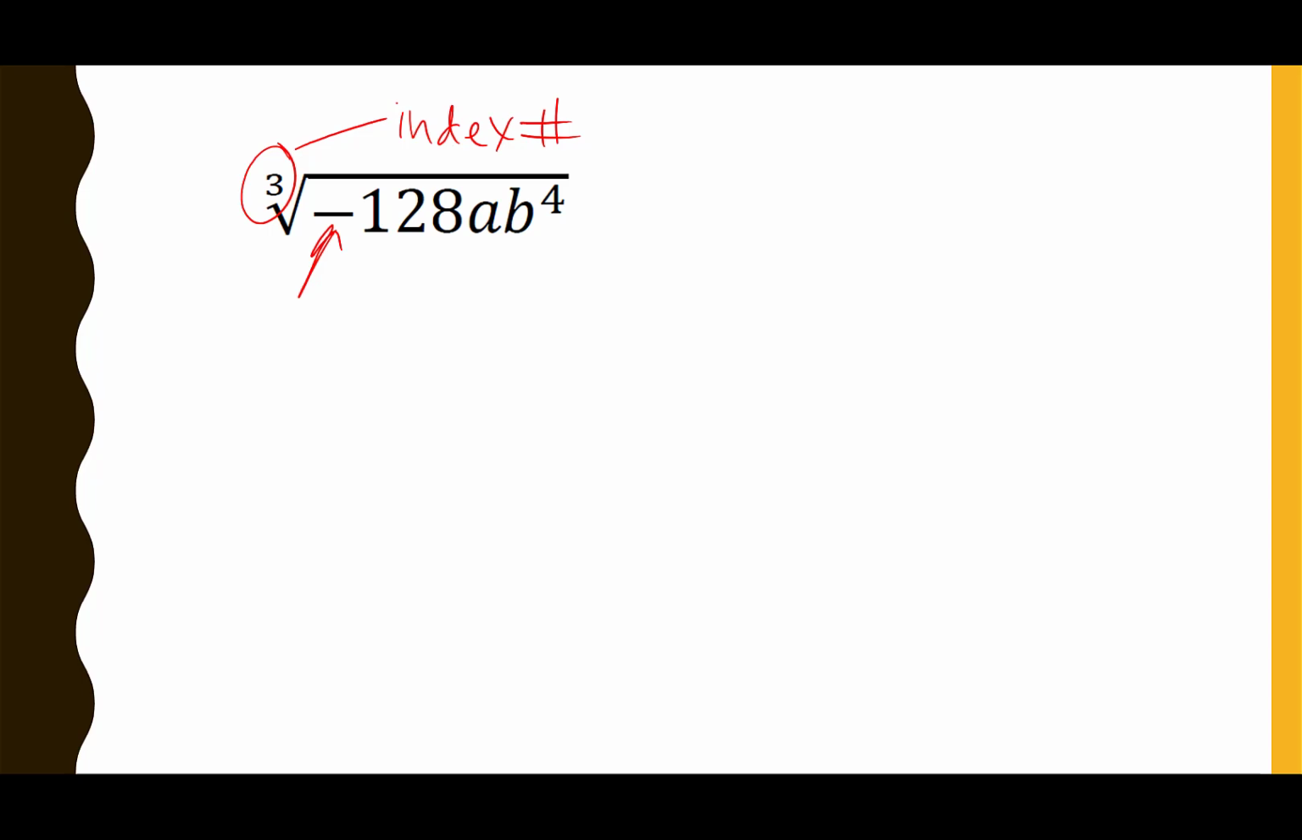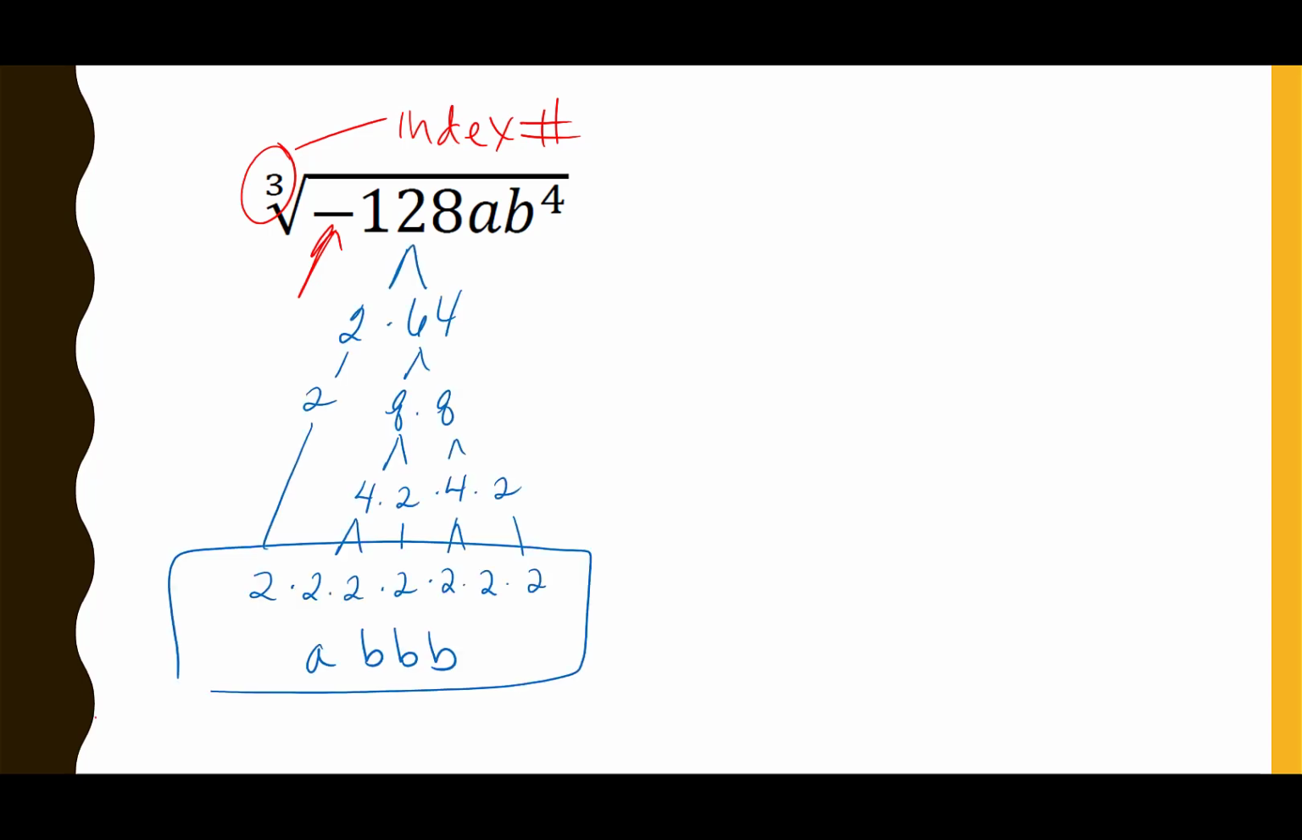Okay, go ahead and pause the video and write out the factor tree. Okay, so here's your factor tree. We had a lot of 2's come out of this. Remember that we are circling groups of 3. Here's a group of 3, a group of 3, and a group of 3.